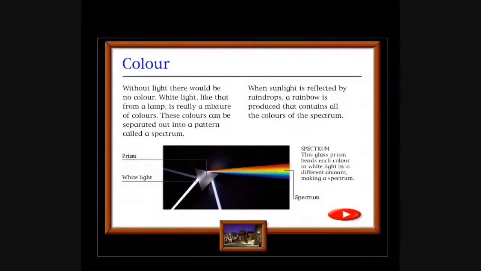Little photo rack. Colour. Without light, there would be no colour. White light, like that from a lamp, is really a mixture of colours. These colours can be separated out into a pattern called a spectrum. When sunlight is reflected by raindrops, a rainbow is produced that contains all the colours of the spectrum. Spectrum. This glass prism bends each colour in white light by a different amount, making a spectrum. Spectrum. Prism. White light. In comes the white light. It bends around the prism.